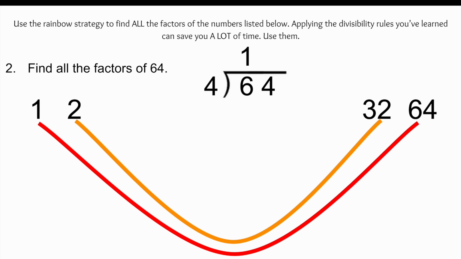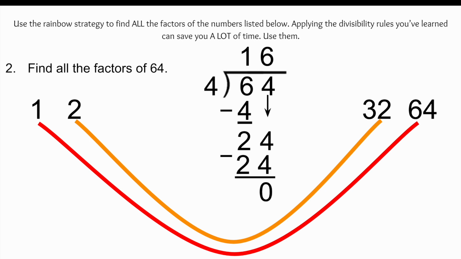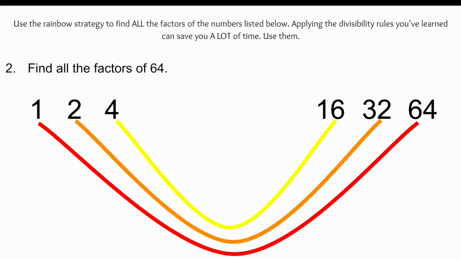4 goes into 6 one time. We're going to multiply and then subtract. We get 2. Now we bring down the 4. Now we check how many times 4 can go into 24. 4 can go into 24 6 times. We'll multiply, we'll subtract, we end up with 0 and no remainder. So is 4 a factor of 64? Yes. We'll go ahead and write down 4, and the other factor is 16. 4 times 16 equals 64.